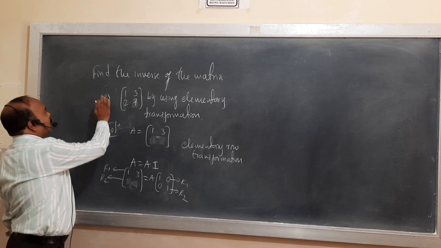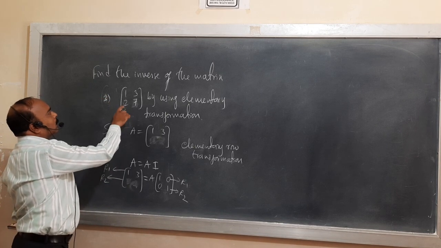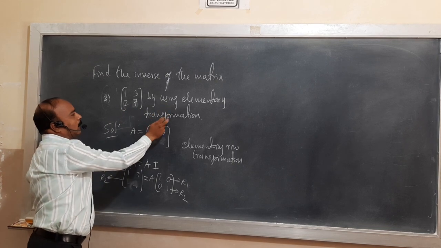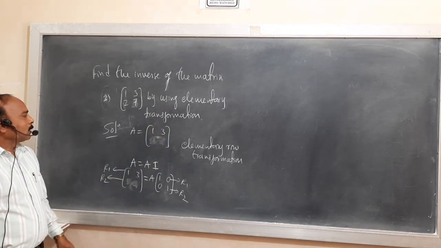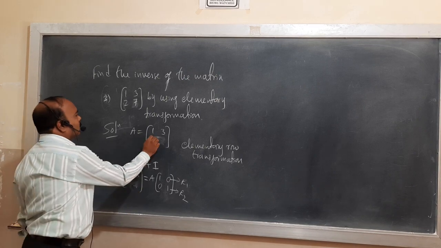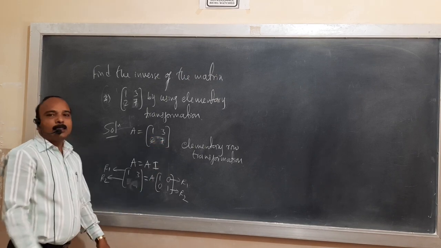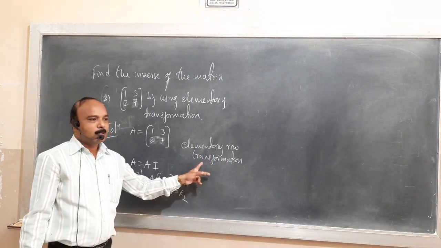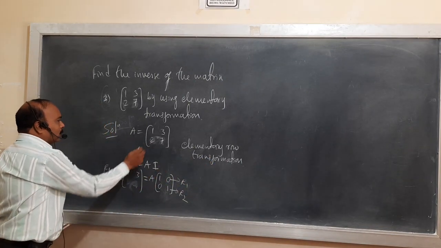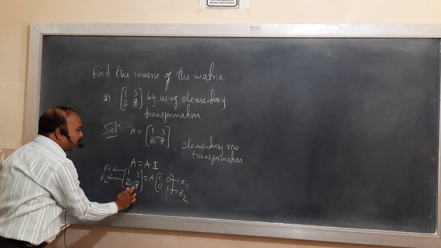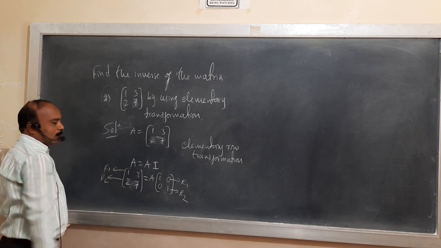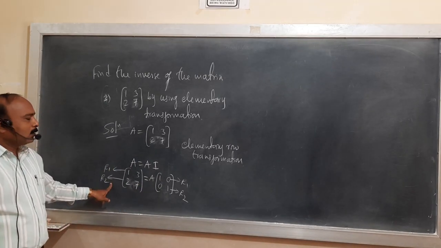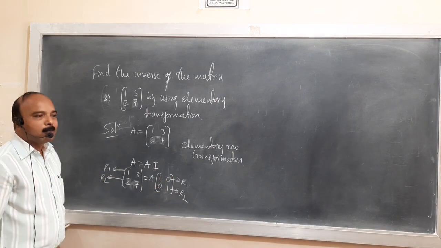Now we go for another example. Find the inverse of the matrix 1, 3, 2, 7 by using elementary transformation. Here we take it as A, that is 1, 3, 2, 7. Here also I apply elementary row transformation. For that you take this 1, 3, 2, 7 as A into I. A into I means 1, 0, 0, 1. It is R1, it is R2. Here also it is R1, it is R2.